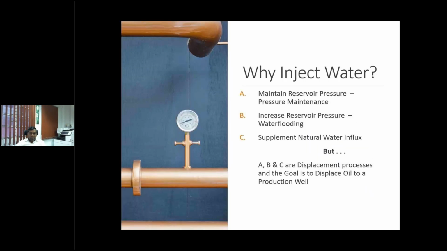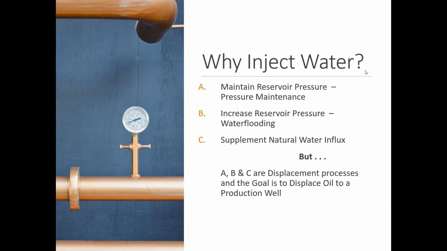Now, as I have already told, we need to do water injection, and there is a criteria for doing water injection. The first criteria was that the pressure should be greater than the bubble point pressure, and it should be greater than the hydrostatic pressure. But why should we inject water? The primary objective is to maintain reservoir pressure, that is pressure maintenance, and the second is to supplement natural water influx.